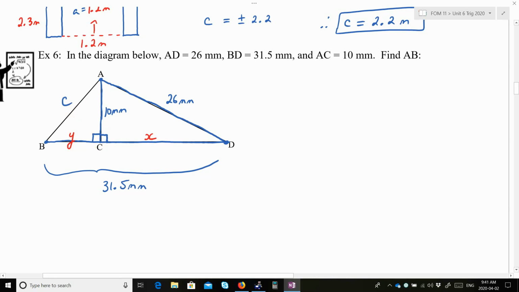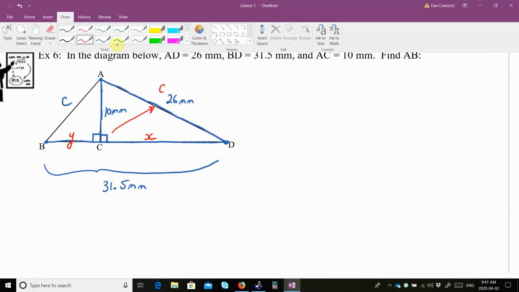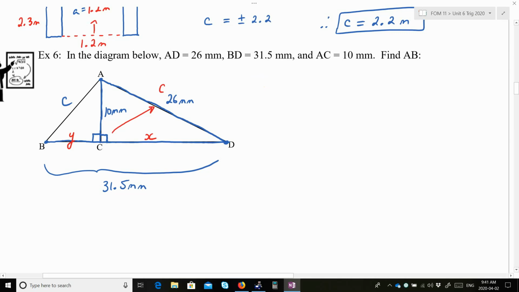Okay, so first things first, let's figure out X. And remember, across from the 90 degrees, we would label that C, right? And so I would go like this. Oh, and then we can label our other two sides. We can call this one A and this one B. So A squared plus B squared equals C squared. The A is X, so we will call it X squared, plus B is 10, 10 squared, equals C is 26 squared.